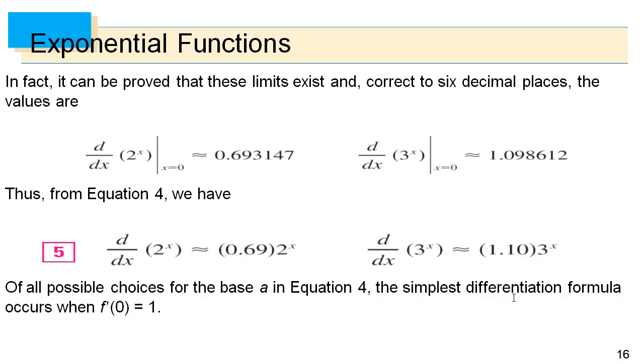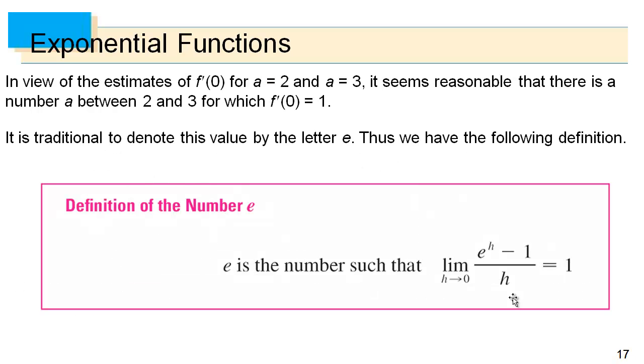Now, of all the possible choices for the base a in these formulas, the simplest differentiation formula occurs when the derivative at 0 equals 1, right? These little numbers in the front, if they were just 1 instead of 0.69 or 1.1 or whatever else we get, that's going to be the simplest formula, because then the derivative is just going to equal itself. Think about it, the derivative of a to the x is going to equal some constant times a to the x. And if that constant was 1, then lo and behold, the derivative of the function equals itself.